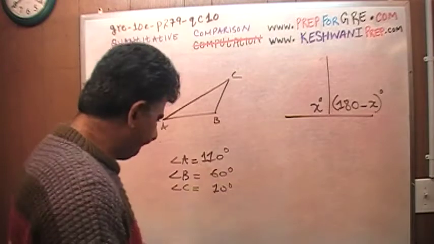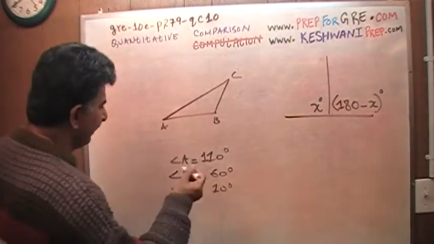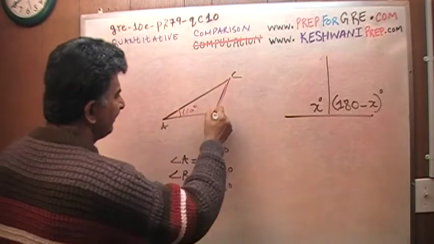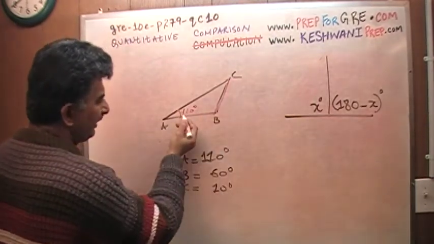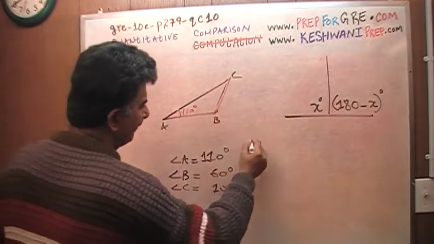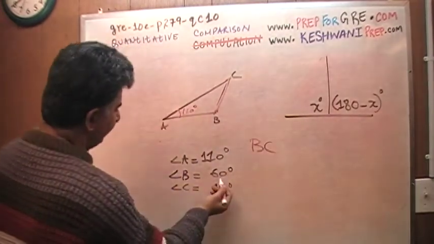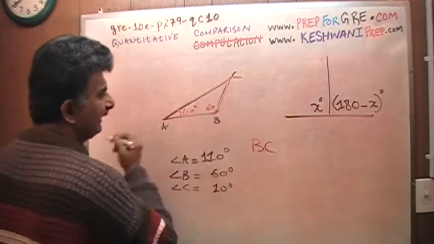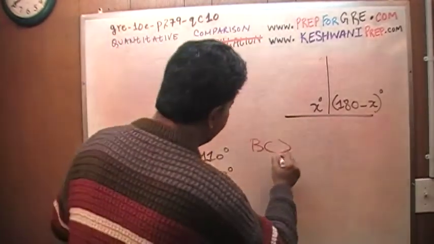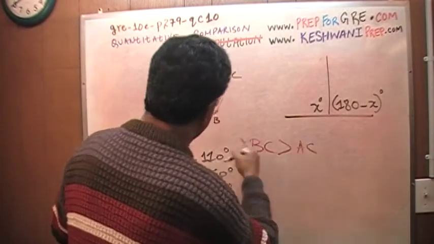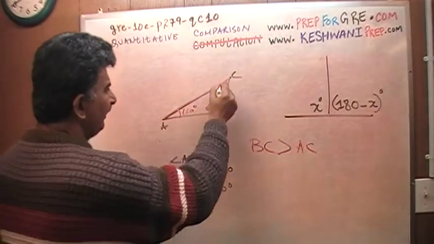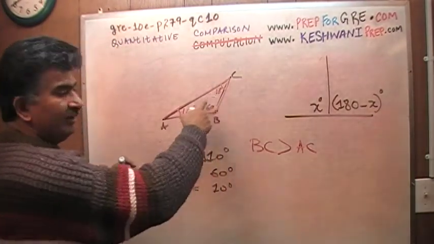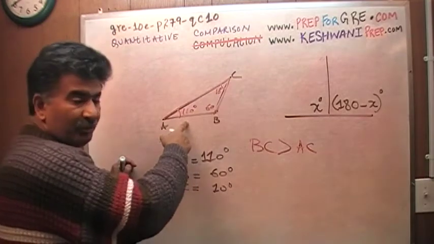For example, in this one, angle A is 110. Right here, this is 110. That tells me that side BC, the side facing the largest angle, this side is the longest side. BC is the longest side. This is 60 degrees, angle B, this is 60. That tells me the side AB is the next longer side. So this is bigger than, and then AC, because this AC faces 60 degrees, and this is only 10 degrees. If this is 10 degrees, the side facing the smallest angle has to be the smallest side.